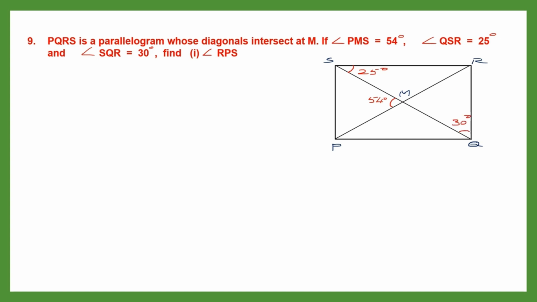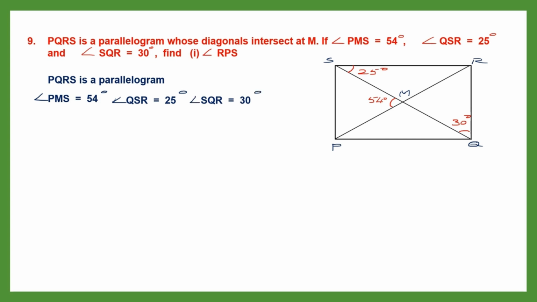Now we have to find the first one, angle RPS. So what is given to us? PQRS is a parallelogram. Angle PMS is 54 degrees. Then we have angle QSR is 25 degrees, and angle SQR is 30 degrees. So much is given to us. Now we have to find angle RPS. Now here we have angle RPS. That means this is the angle that we need to find out.